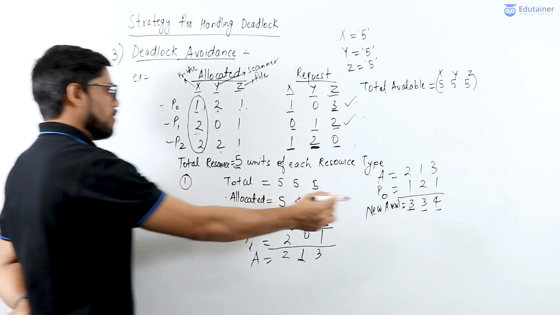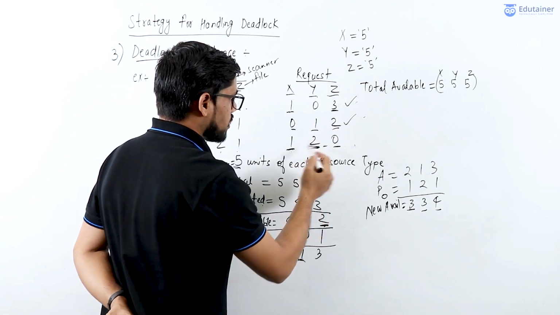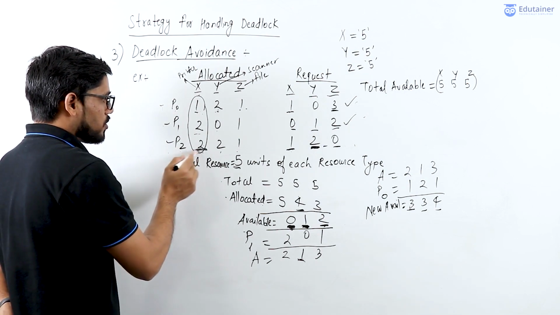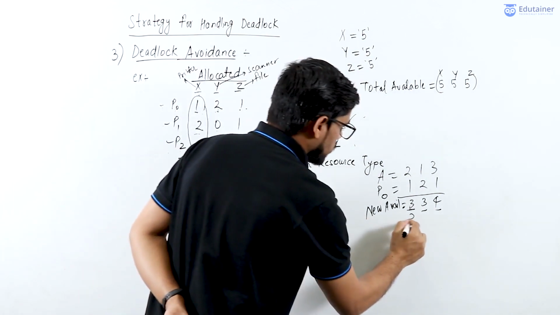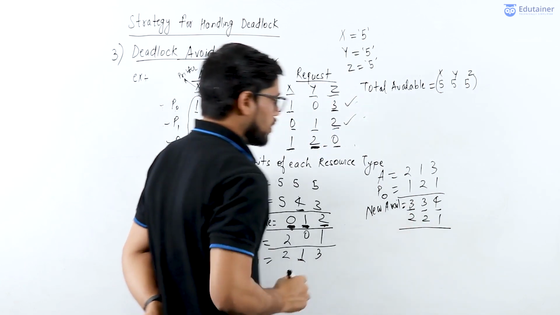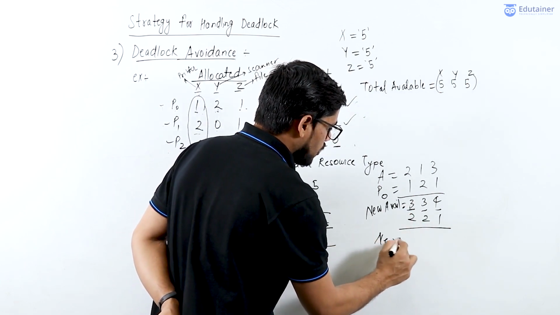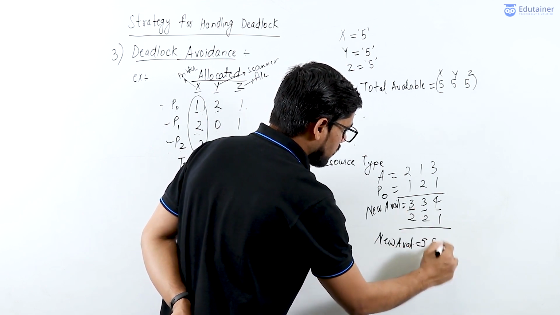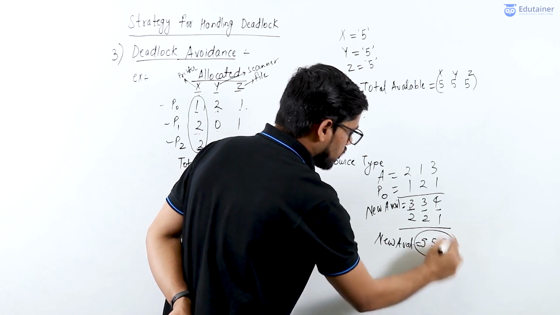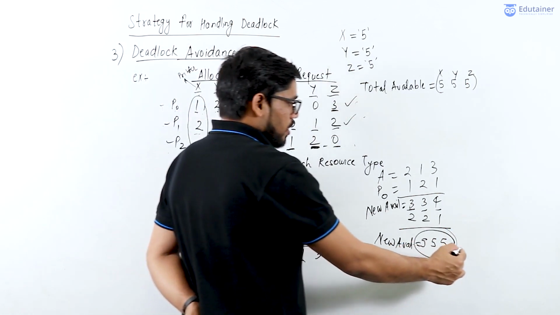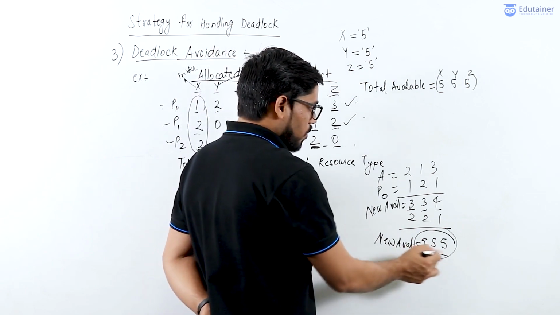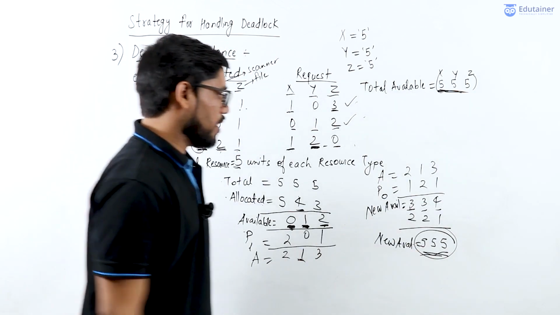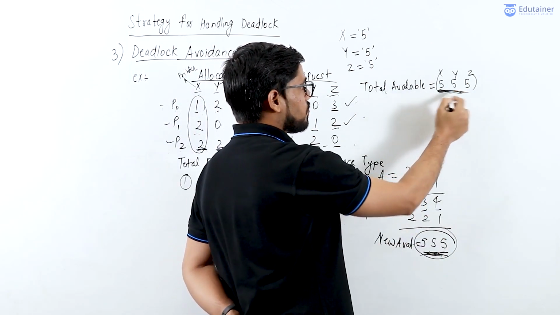So we allocate the 1, 2, 0 instances of resource X, Y and Z to process P2, and after completing the execution, it will free up the resources 2, 2 and 1. So just add them. Now the new available will be 3 plus 2 is 5, 3 plus 2 is 5 and 4 plus 1 is 5. So after completing all the processes, this new available should be equal to the total available resources which are initially given. So here it is 5, 5, 5 and here also it is 5, 5, 5.